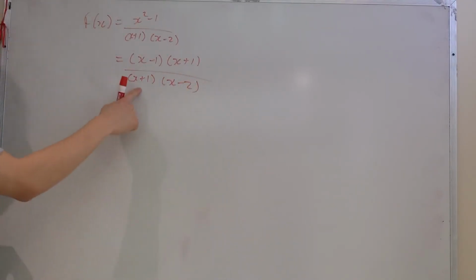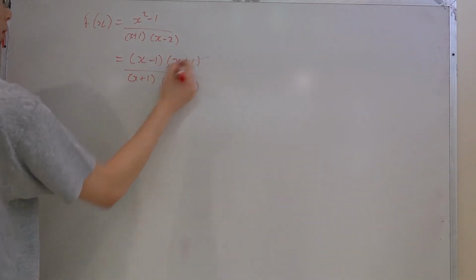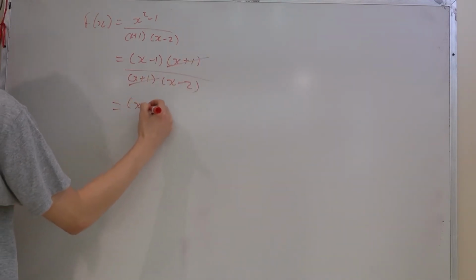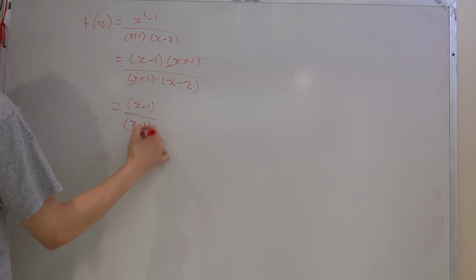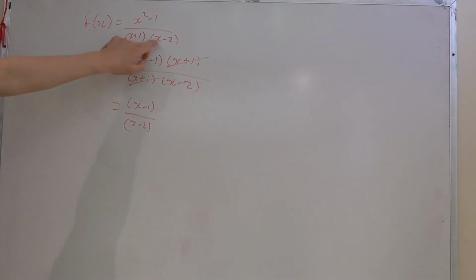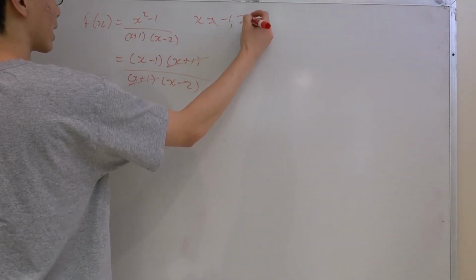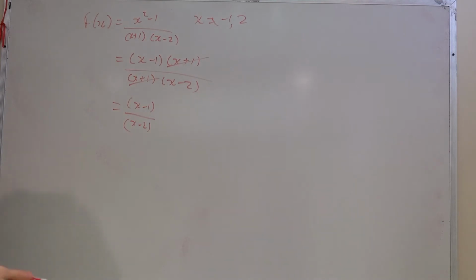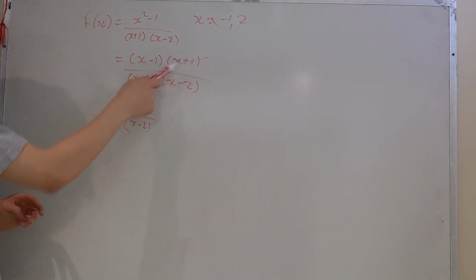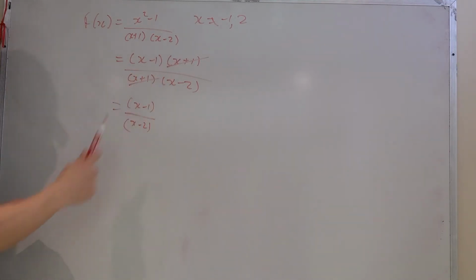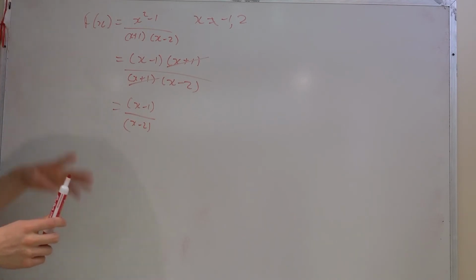Okay, x plus 1 and x plus 1 cancel out, and I'm just left with x minus 1 over x minus 2. Now I should not forget that at the beginning here, there are some restrictions. For example, x cannot be equal to -1, and x cannot be equal to 2. All I've done here is that I removed this canceling pair. Okay? So what does that mean?